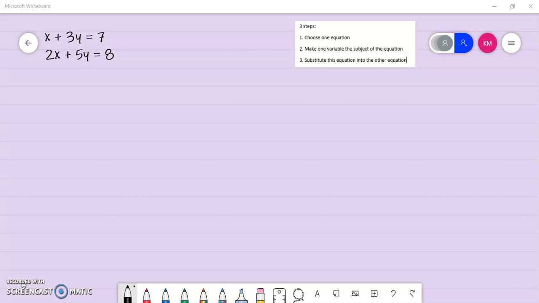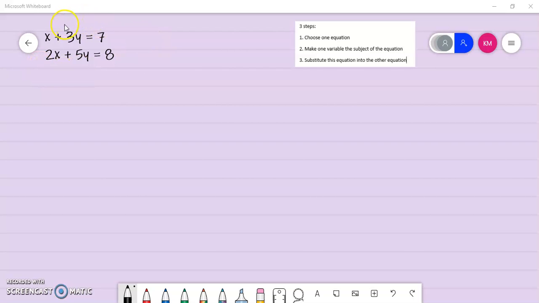This method involves 3 steps. I have listed them out here for you. The first step is to choose one of the equations. Then we make one variable the subject of the equation. And then thirdly, we substitute this equation into the other equation.